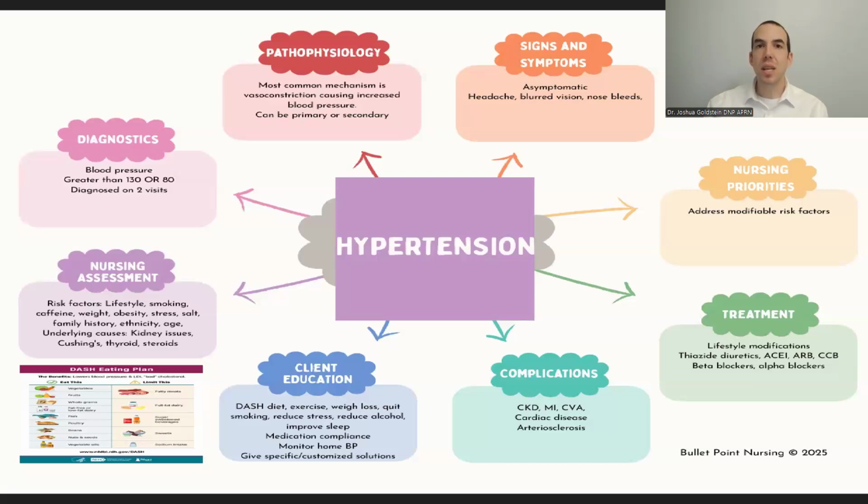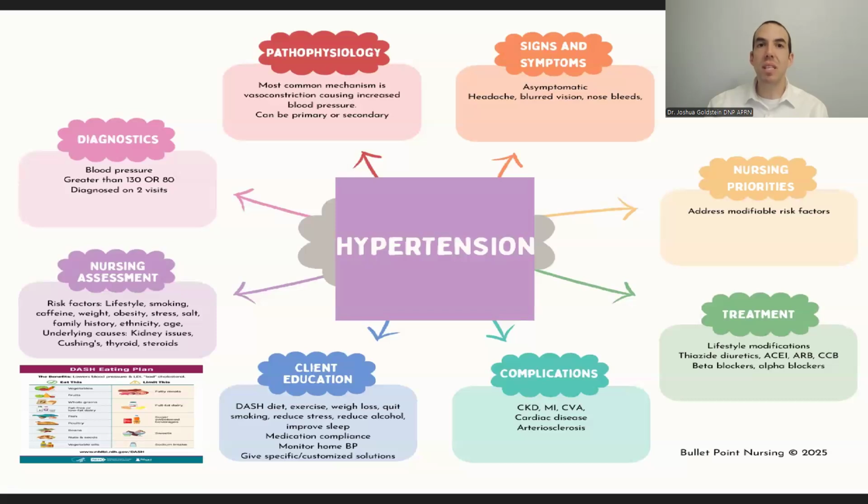To officially be diagnosed with hypertension, a patient has to have a systolic greater than 130 or a diastolic greater than 80 on two or more blood pressure readings. Now, I'm not going to get too deep into this, but we do usually count home blood pressure readings as part of that diagnostic because of what's called white coat syndrome.